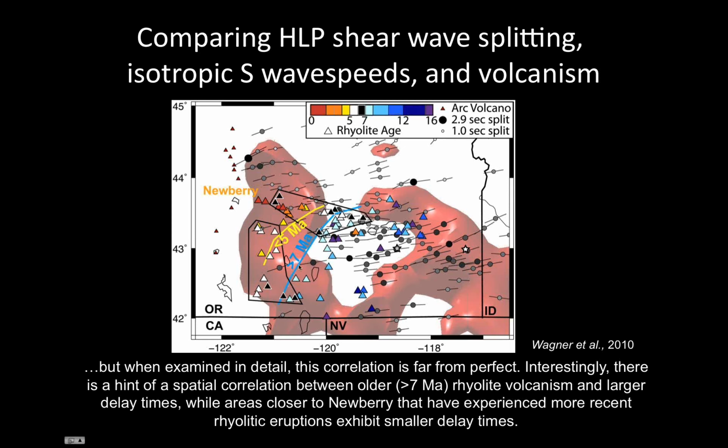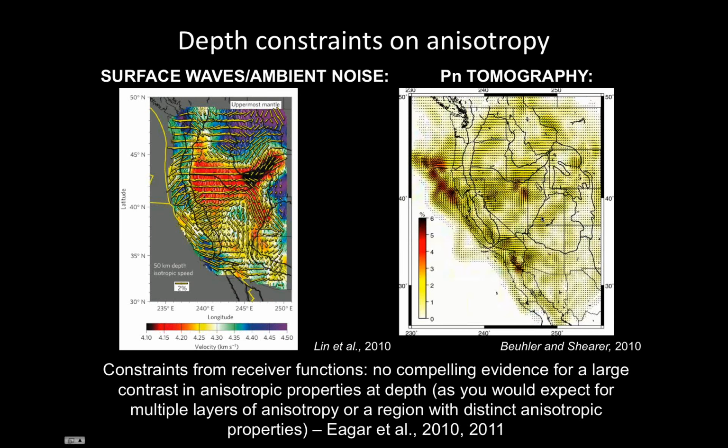There's a somewhat better correlation. She's drawn in here this 7 million year old age contour. So the rhyolites older than that are here off to the east, and younger than that are off to the west. And this 7 million year old age contour does correspond to this fairly sharp drop-off in shear wave splitting delay times up here to the northwest. So there is an interesting hint of a correlation between the age of the rhyolites and the larger delay times, but the correlation with just the isotropic wave speeds isn't great.